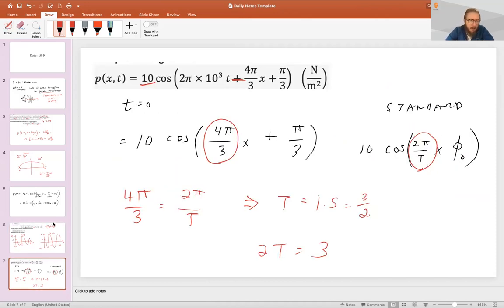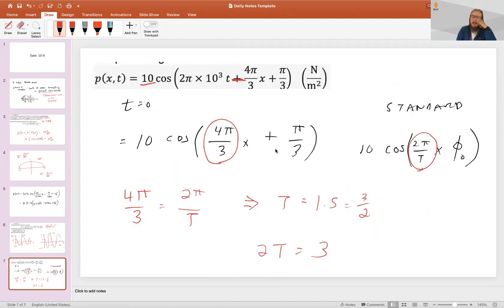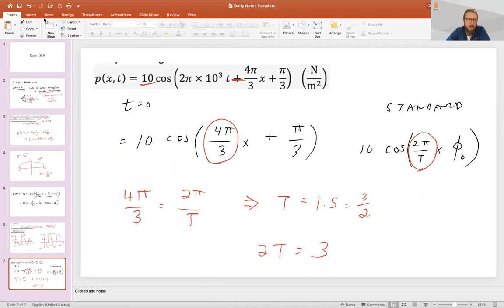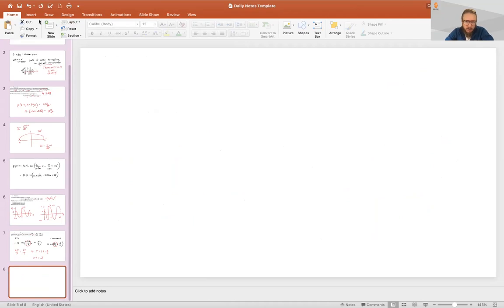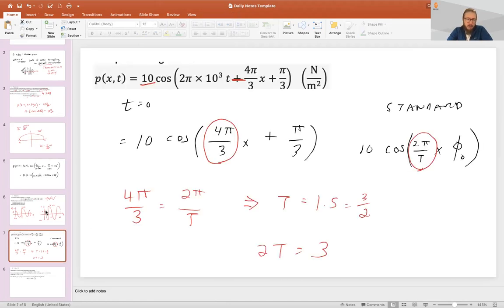Okay. So that is sketching a couple of these. And the key thing that we did here is that we can equate parts of the wave equation to other parts. If we have a known wave equation, we can equate it to the standard wave equation to determine some unknown part of our wave equation. And that is also, I believe, what we do in the third problem, where we have an ocean wave. So does anyone have any other questions on this one before we move on?